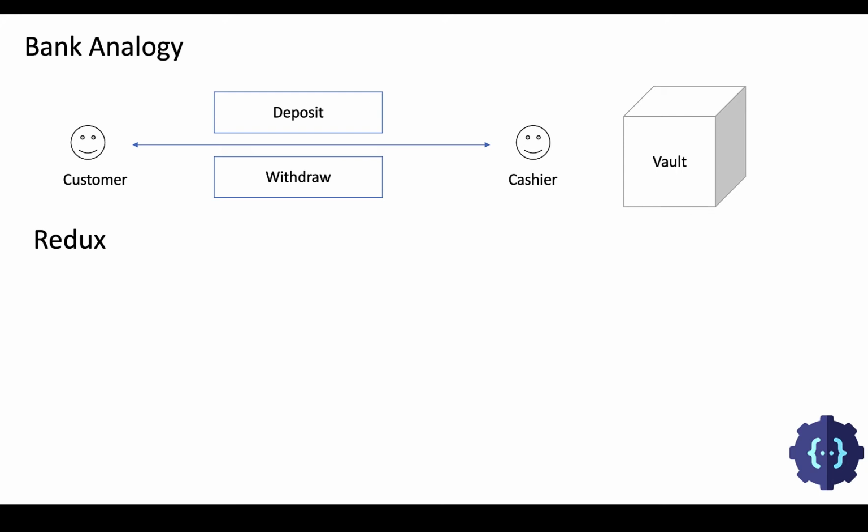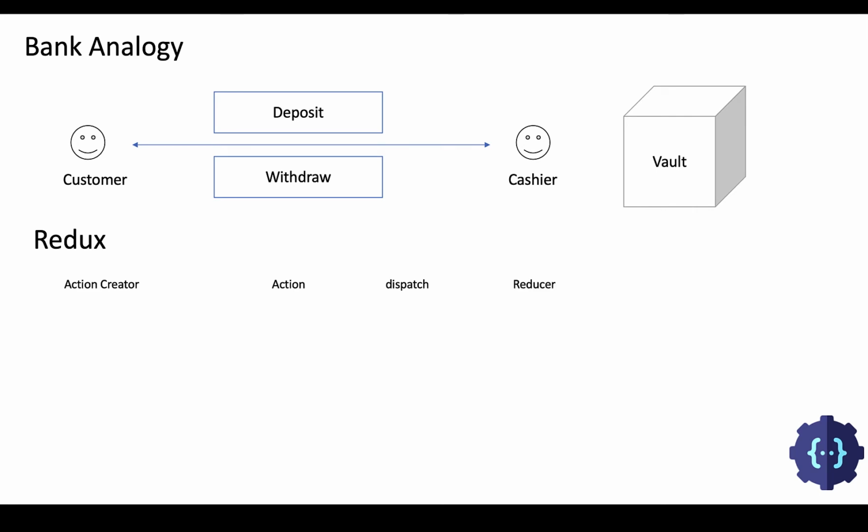Okay, how do we map this now to Redux? In Redux, the first bit that you will see is the action creator. Action creator, as the name states, is something that creates an action. And in our analogy, the customer, as me and you, we are the action creators. Then we have action. So what is action? Well, when I go to the bank, I obviously want to either deposit the money or withdraw the money. So withdrawing money and depositing money are the actions. Then dispatch. Let's just ignore dispatch for now.